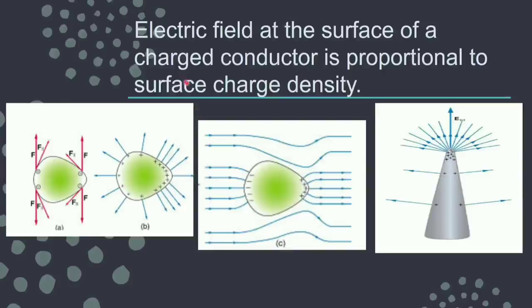Next point says that electric field at the surface of the charged conductor is proportional to surface charge density. Surface charge density we have already studied, that is sigma, which equals Q upon A. And the value of electric field also you have studied. E is given by the charge divided by 4 pi epsilon naught R square. So if I am decreasing the value of R, the value of the field increases, and you can have more electric field at the pointed place.